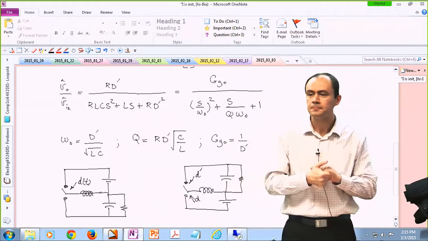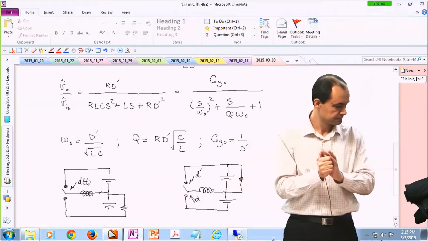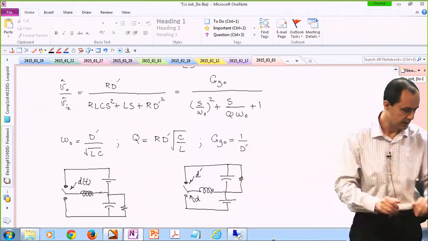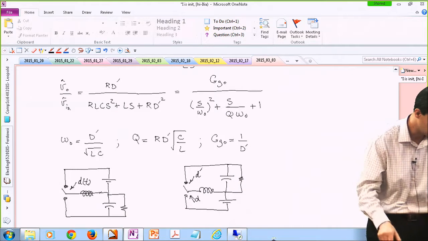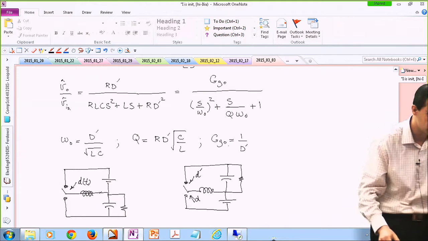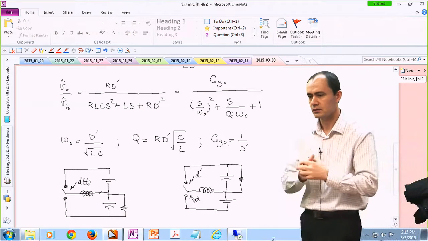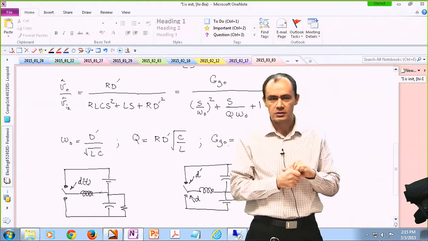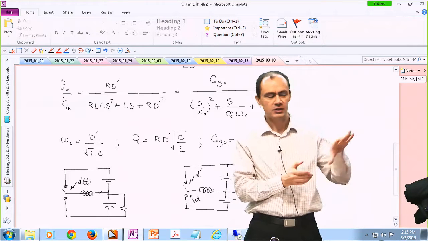Question? For the tabulation, you just want omega naught, Q, and G naught? Yes, in a line. Actually, I also need G sub G0, G sub V0, D0, those kinds of things. Any other questions?